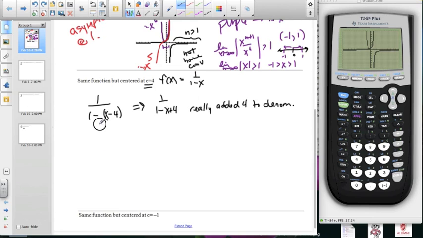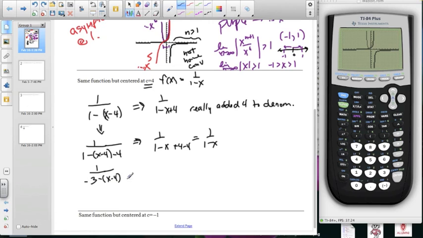So what I really need to do is express this as 1 minus x minus 4 minus 4. Now if I look at this, it's really 1 over 1 minus x plus 4 minus 4, which is just 1 over 1 minus x. So this is mathematically equivalent to the original one. So now I'm going to go ahead and rearrange this. I'm going to combine the minus 4 and the 1. So I really have minus 3 minus x minus 4 in the denominator. Well, that's all fine. It's all mathematically equivalent, and it needs to be.